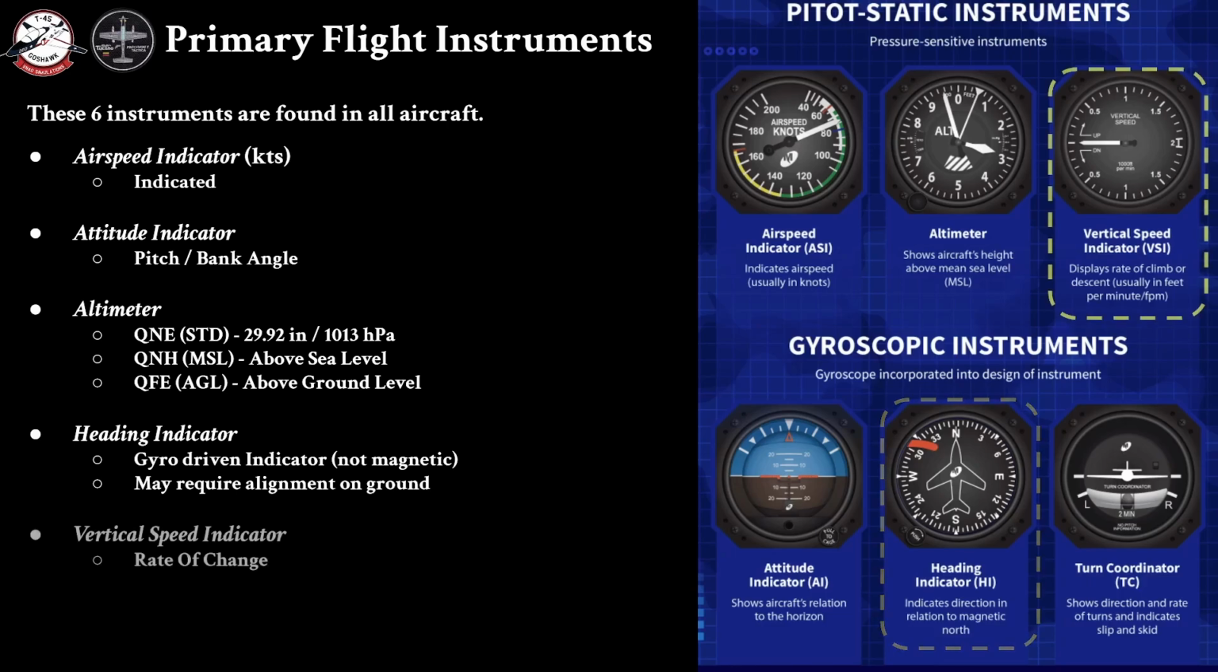Okay, now, vertical speed indicator. The difference between the previous four we've talked about is those are showing the current state of the aircraft. Okay. The vertical speed indicator does not. The vertical speed indicator shows the rate of movement of the aircraft. Okay. By that, I mean it's showing how fast you are climbing or descending at that point.